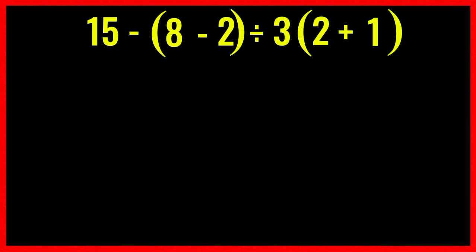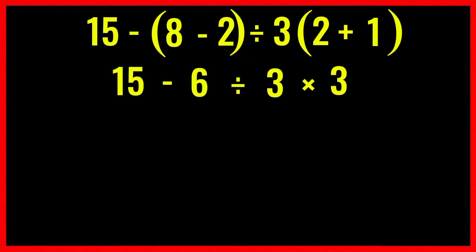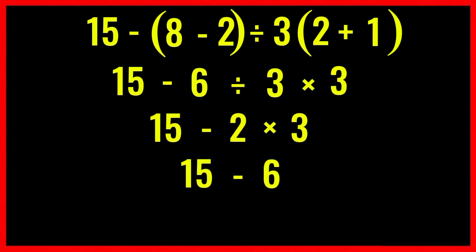First, 8 minus 2 equals 6. 2 plus 1 equals 3. Now the expression becomes 15 minus 6 divided by 3 times 3. Work from left to right. 6 divided by 3 equals 2. 2 times 3 equals 6. Now we have 15 minus 6. 15 minus 6 equals 9. If you got 9, well done.